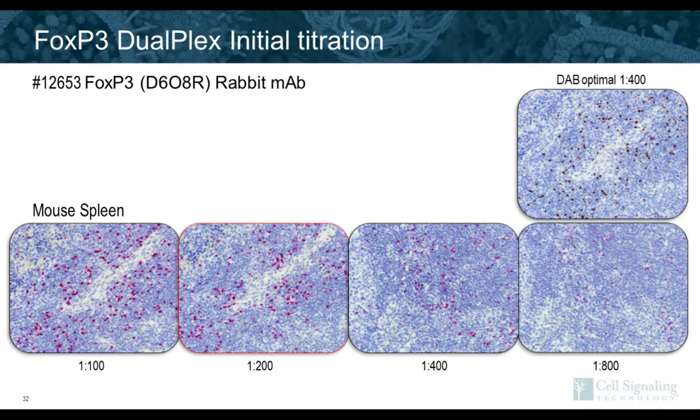As I mentioned, the first step is the initial titration of each primary antibody using each of the different chromogens. Here we're looking at our FOXP3 product, and you can see the image in the top right is our DAB optimal, which was previously optimized at 1 to 400. This is on a mouse spleen. I've done a titration here from 1 to 100 to 1 to 800 of our primary antibody using the alkaline phosphatase red chromogen. Right around 1 to 200 matches up pretty well with our DAB optimal dilution, which was 1 to 400.